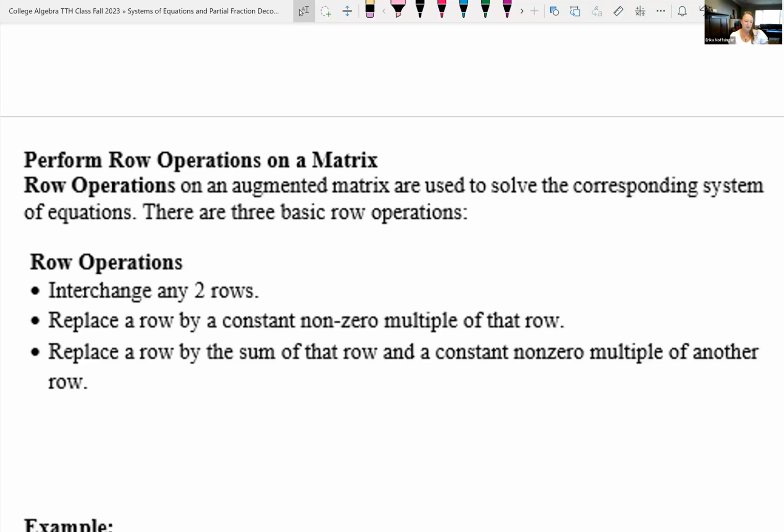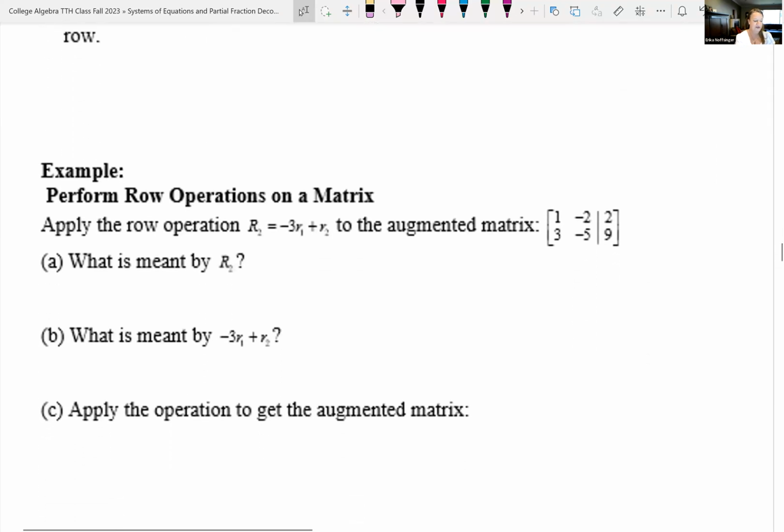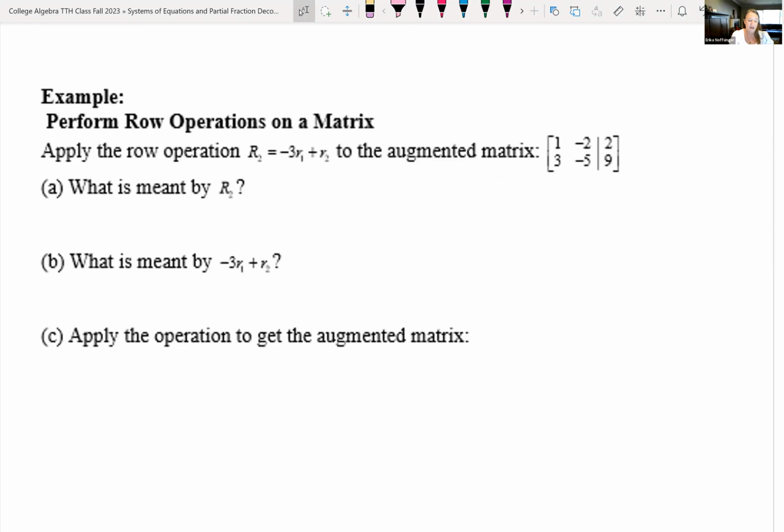So let's look at an example of the following. So we have an example where we have a 2 by 3 matrix, 2 rows, 3 columns. Our first row of that matrix is 1, negative 2. Then we have that vertical line, then 2 on the right-hand side of that vertical line. Then the second row, we have 3, negative 5, 9. So what is meant by R sub 2? It's asking us to apply the row operation R sub 2 is equal to negative 3 row 1 plus row 2.